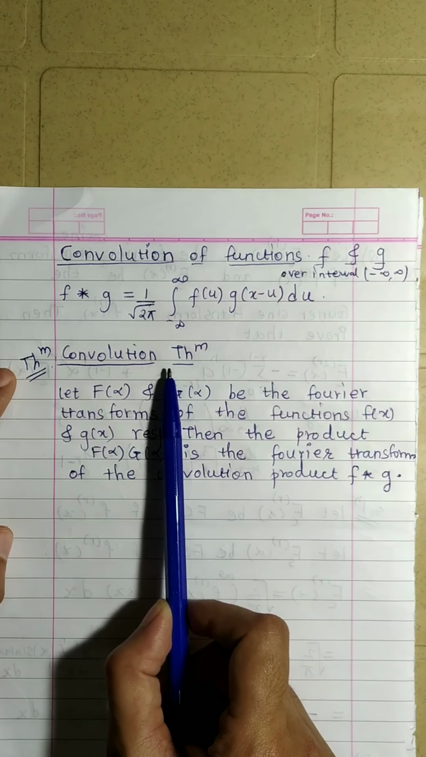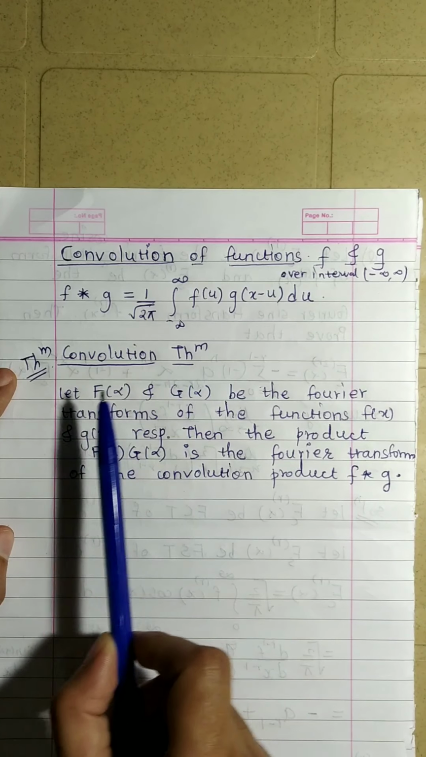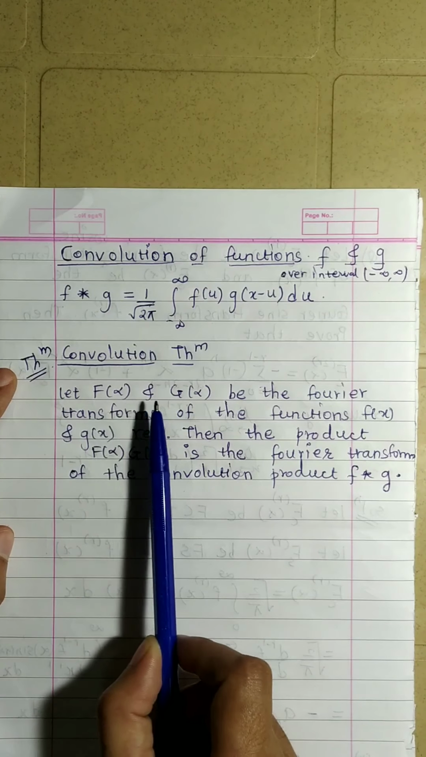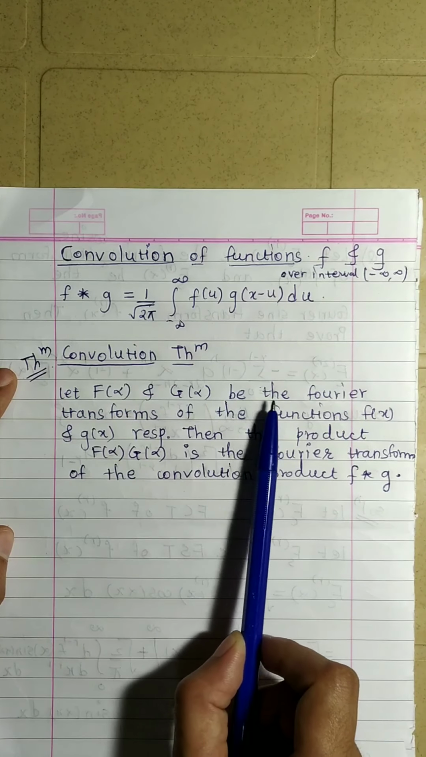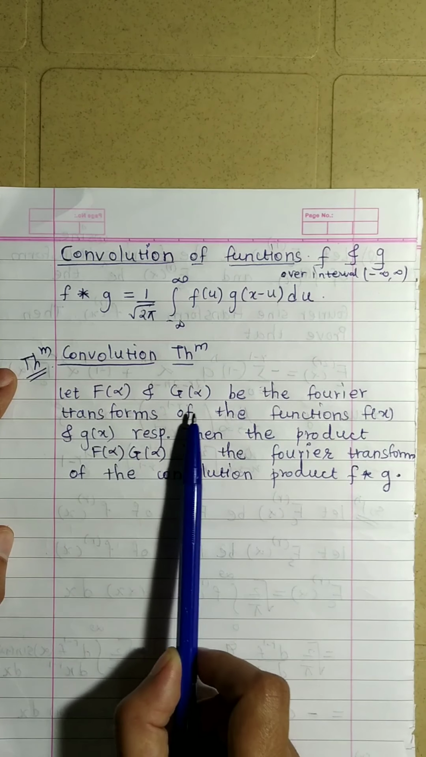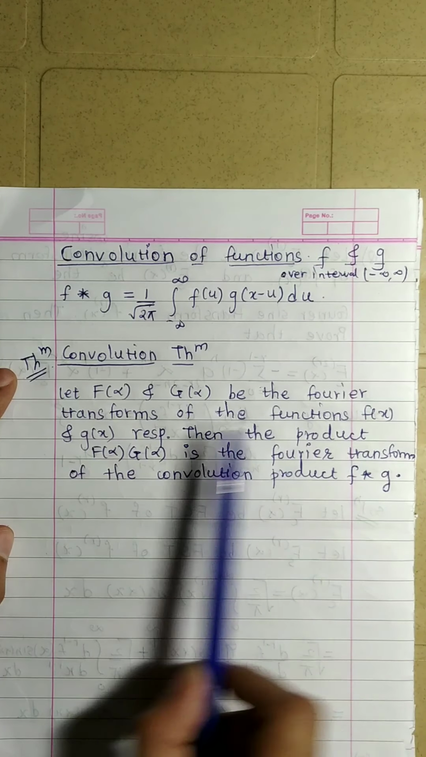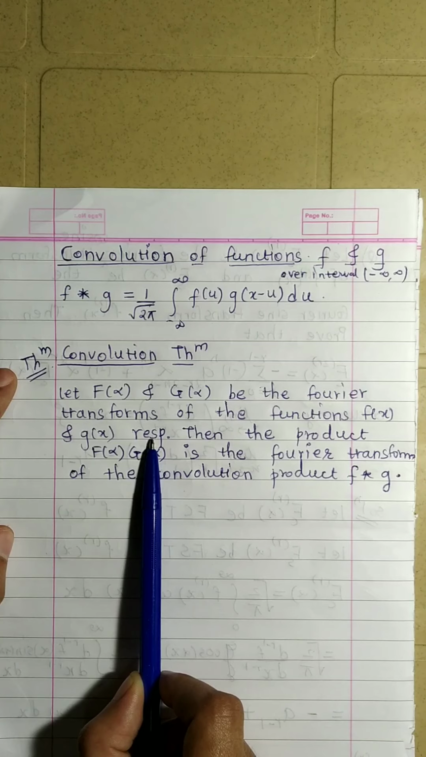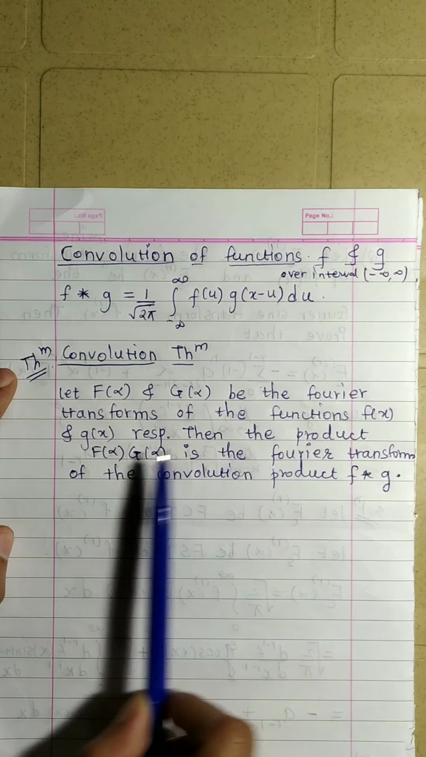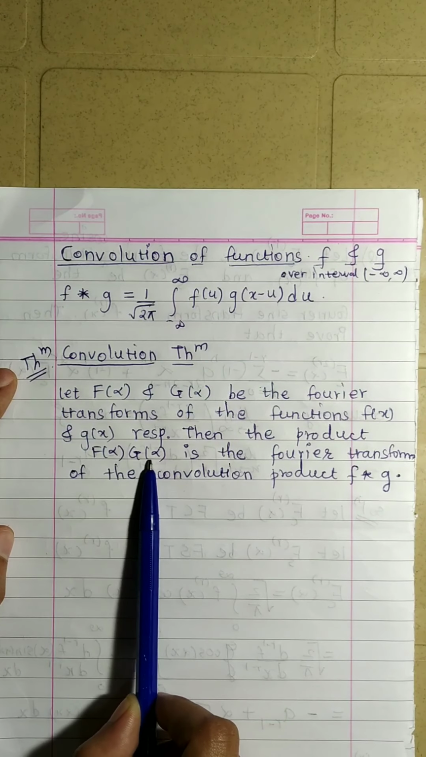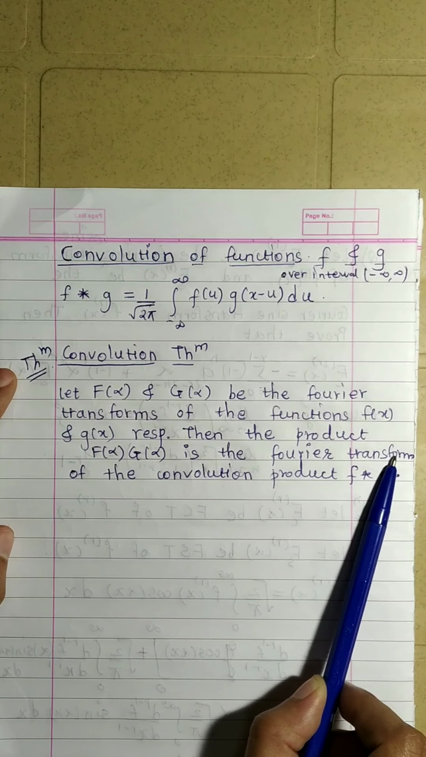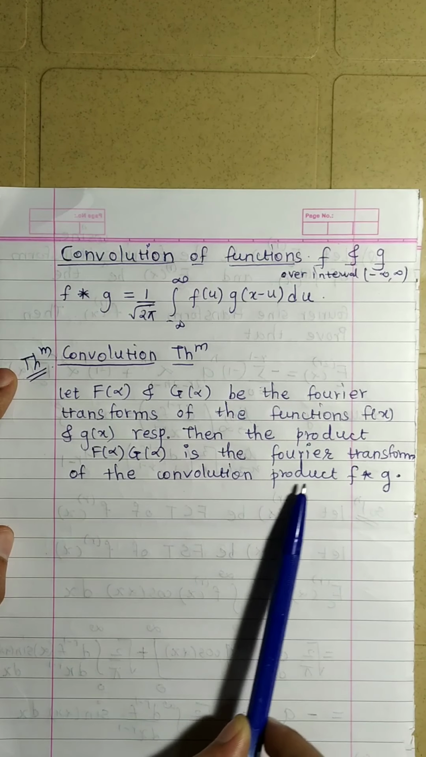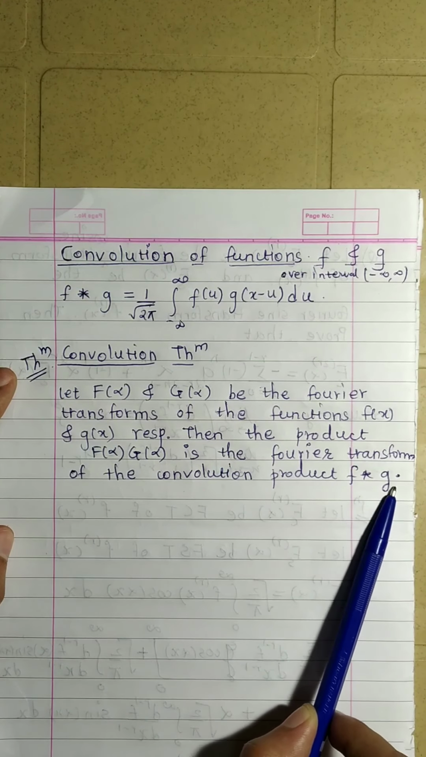Let us start with the theorem. Convolution theorem: let F(alpha) and G(alpha) be the Fourier transforms of the functions f(x) and g(x) respectively. Then the product F(alpha) into G(alpha) is the Fourier transform of the convolution product f star g.